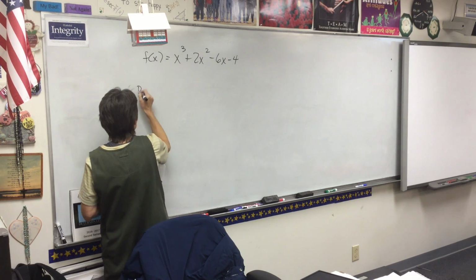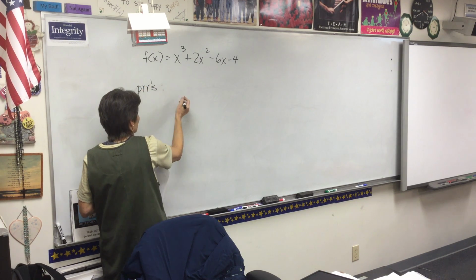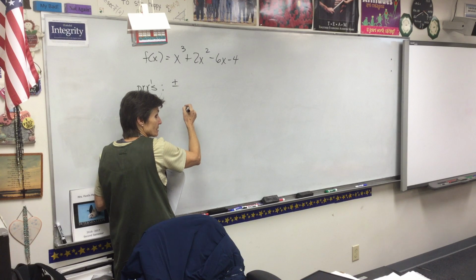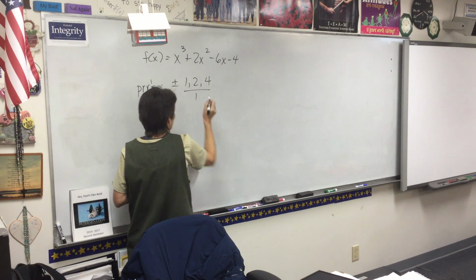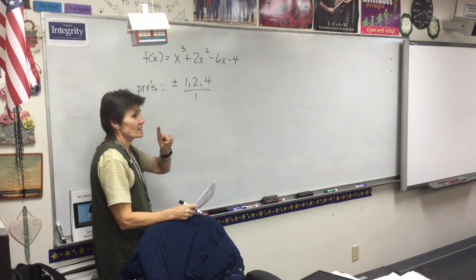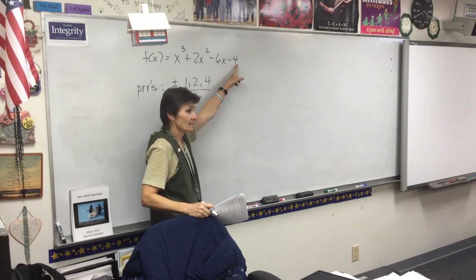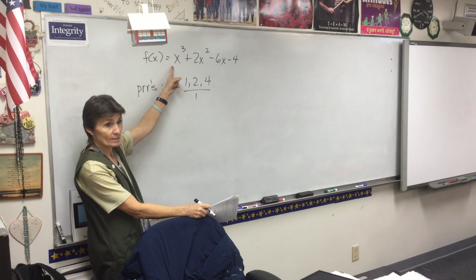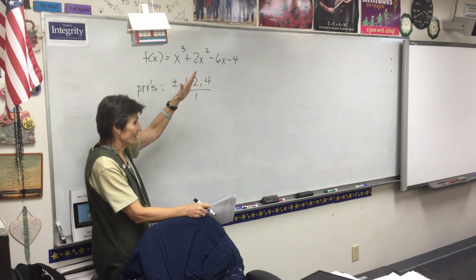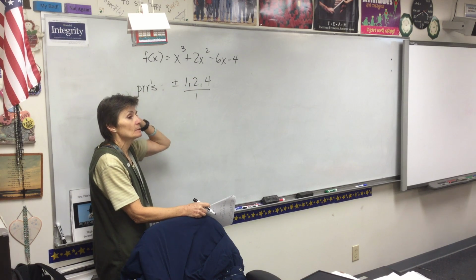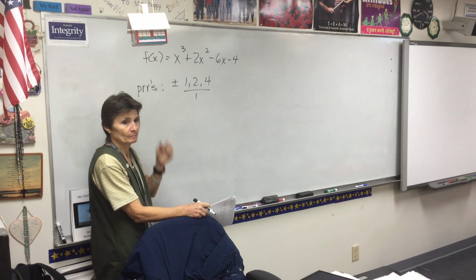Luckily, what are my PRRs? There aren't that many of them. Plus or minus 1, 2, and 4 over 1. Remember, it's factors of last over factors of first. And you got to put the 1 plus or minus in there somewhere. So I always put mine on the top.